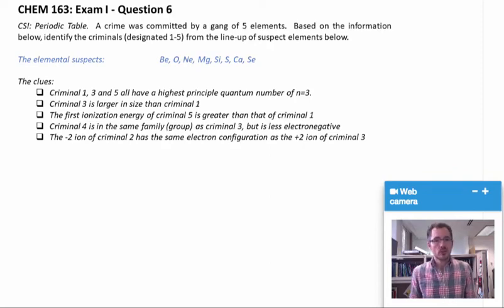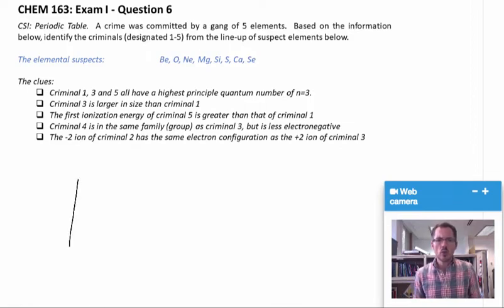So as the start of this question suggests, dealing with the periodic table, we will be looking at trends on the periodic table to solve this problem. We have a list of elements here, and we need to figure out a way to identify which of those elements belong to either number 1, 2, 3, 4, or 5.